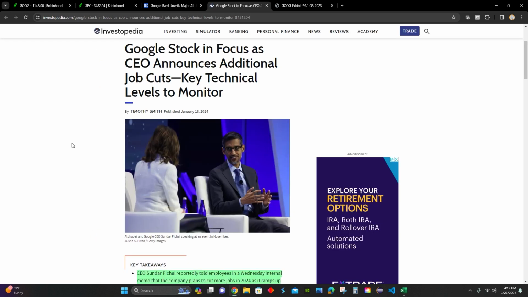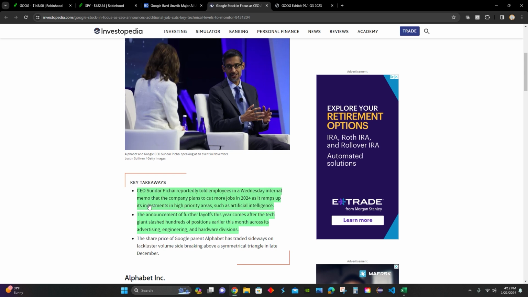Then lastly, right here, a quick little article that touches on a statement made by Google's CEO Sundar Pichai, which is that he announced additional job cuts in order to increase Google's efficiency. So right here, point out some key takeaways. CEO Sundar Pichai reportedly told employees in a Wednesday internal memo that the company plans to cut more jobs in 2024 as it ramps up its investments in high priority areas such as artificial intelligence.